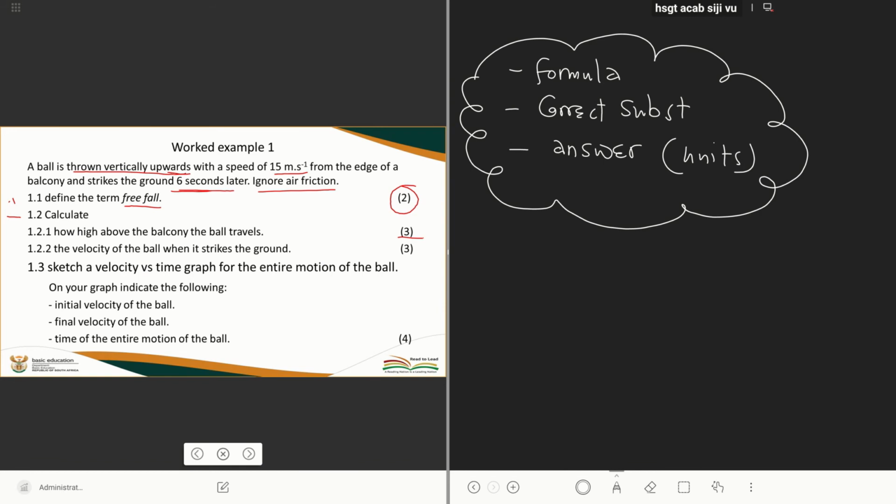And then if you look at the second question, which says the velocity of the ball when it strikes the ground. Now, here's the balcony, there is the ball. It is projected vertically upwards. It goes all the way to the ground. Now, if you check, the time that's given is the 6 seconds.